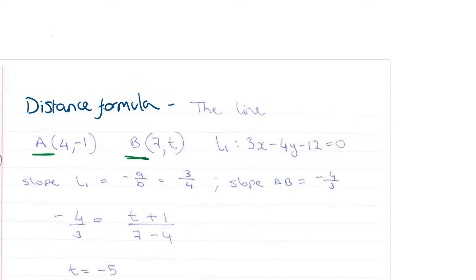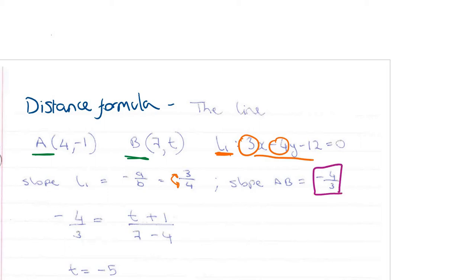And we're told that the line L1 here is perpendicular to the line AB. So if that's perpendicular, we know that the slope of AB is going to be minus the reciprocal of the slope of L1. So my first job is to work out the slope of L1. If the equation is written in this format, ax plus by plus c, then the slope will always be minus a over b, which is minus 3 over minus 4, which is 3/4. So therefore the slope of AB, which is perpendicular to that, we just flip the fraction and change the sign.